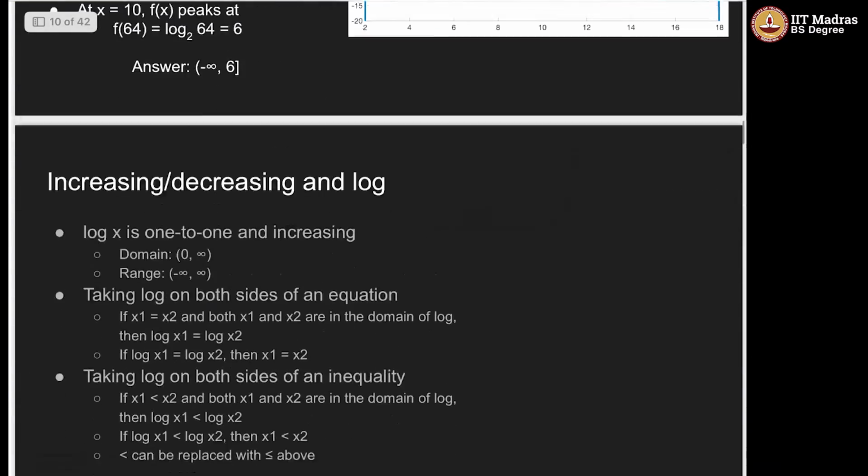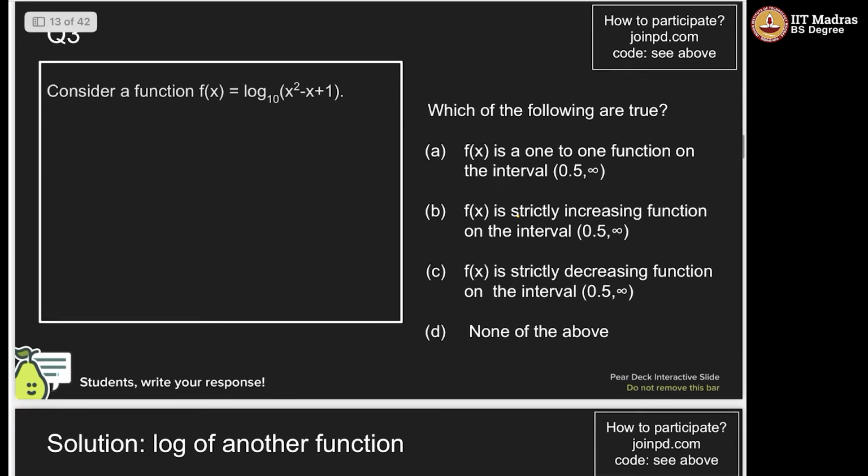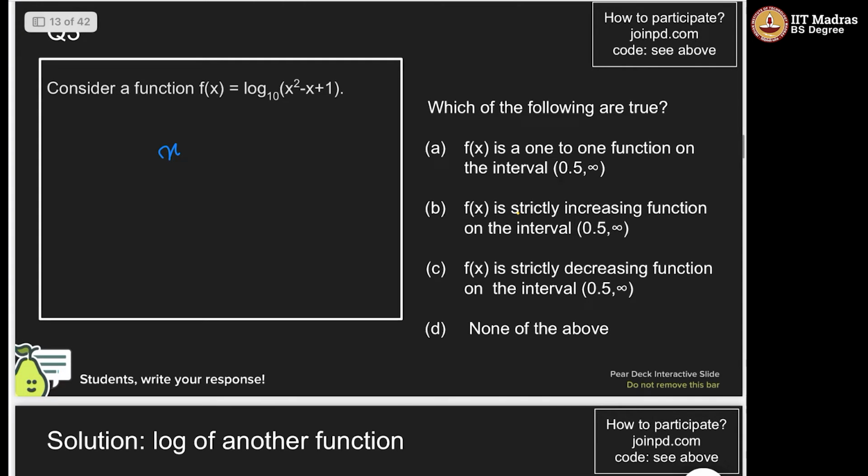Okay, this is the next question. We have the given function log base 10 of (x squared minus x plus 1). Which of the following is correct? This is a parabola in the upward direction because the coefficient of x squared is positive. And the x coordinate of the vertex is basically minus b by 2a, that means plus 1 by 2, 0.5, right?